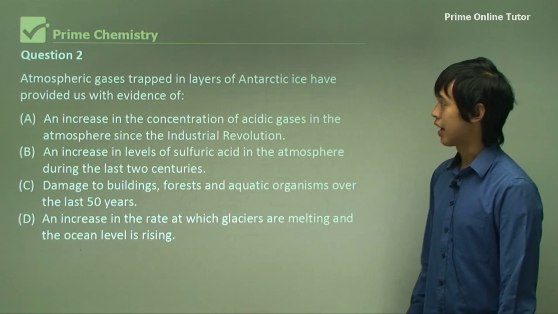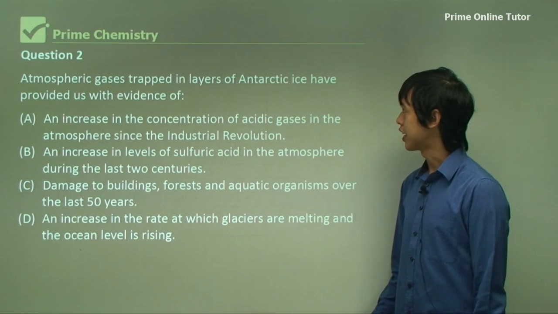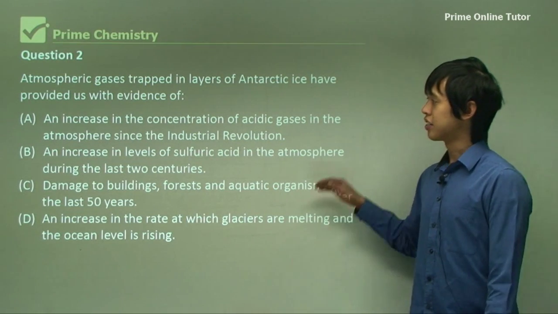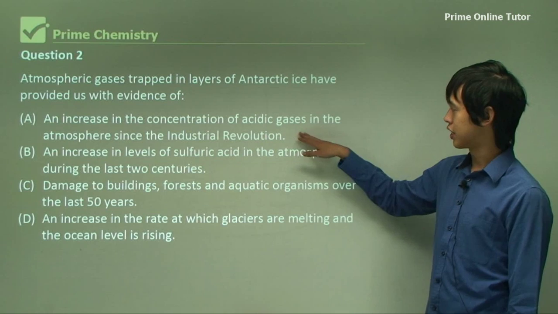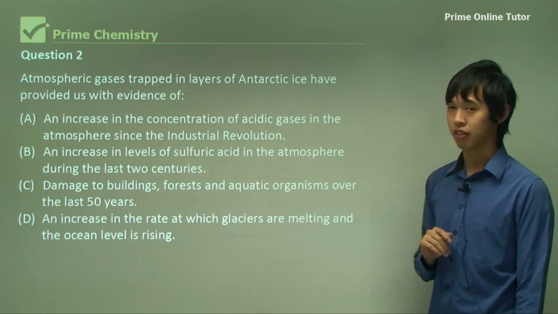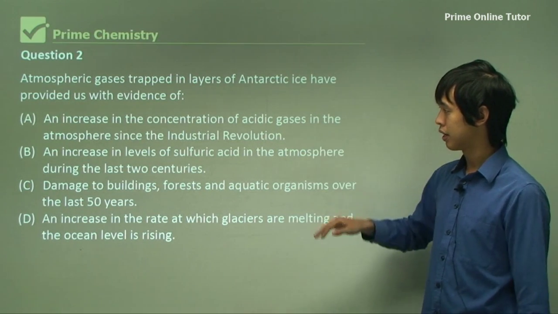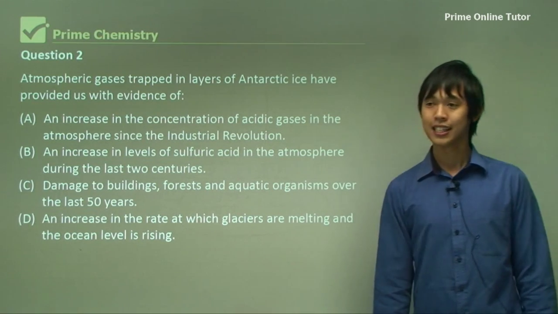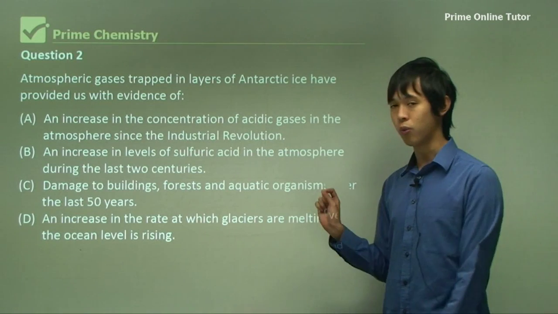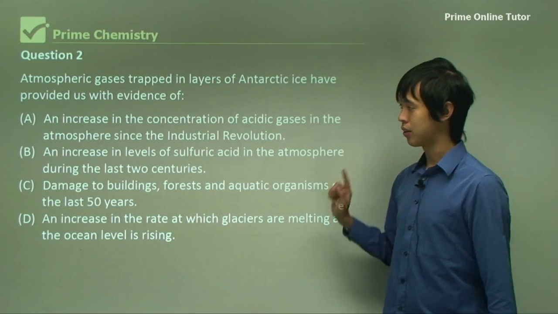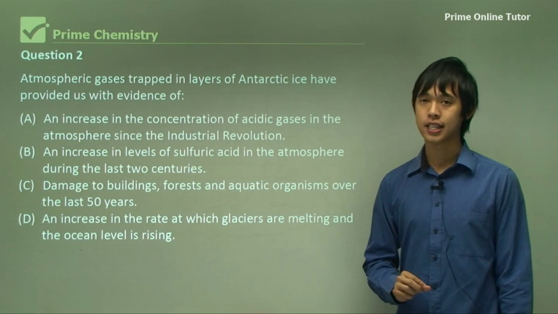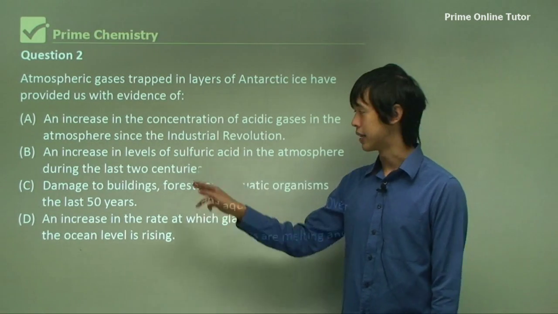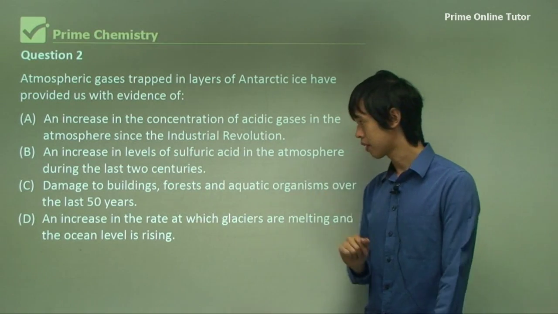Question 2. Atmospheric gases trapped in layers of Antarctic ice have provided us with evidence of which of the following? So, an increase in the concentration of acidic gases in the atmosphere since the Industrial Revolution, that could be it. An increase in levels of sulfuric acid in the atmosphere during the last 2 centuries, could be it, but the words are slightly different from this one, which makes me think that it's not sulfuric acid in the atmosphere, it's sulfur dioxide. So this one probably is not right based on this word.